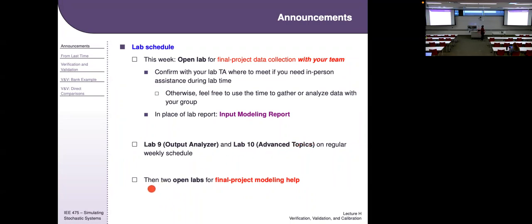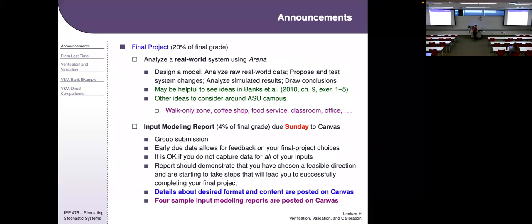And then after that, you've got a couple of open weeks that you can keep working on your final project or arranging to have help during that time. So that's the schedule moving forward for labs and practical stuff. This is just summarizing, again, just archiving it here, that the input modeling report is your next assignment.